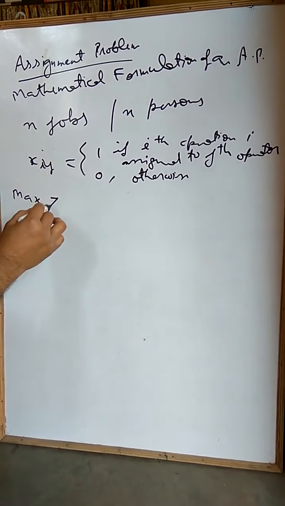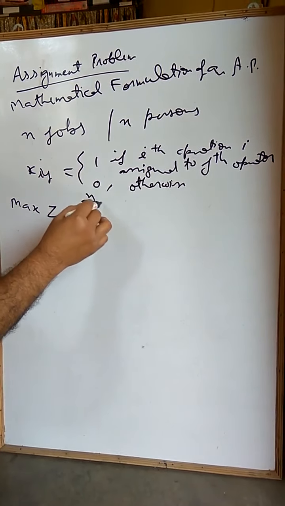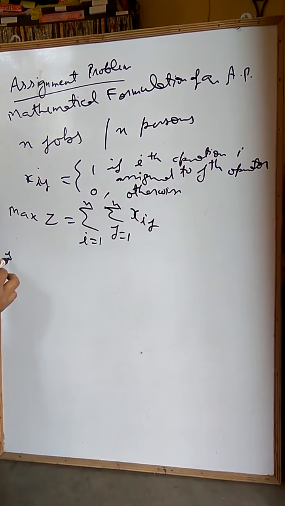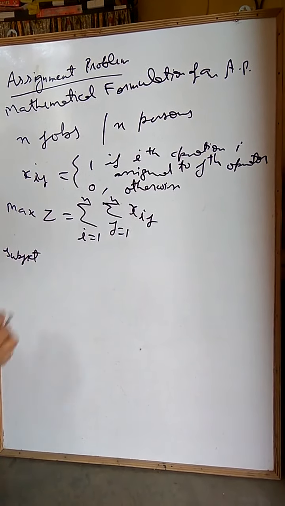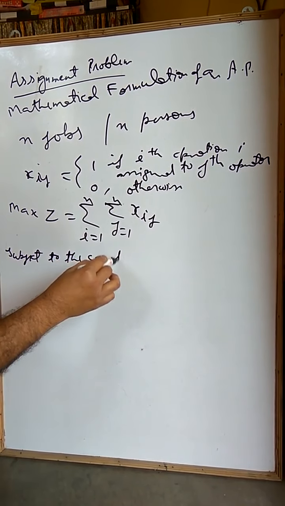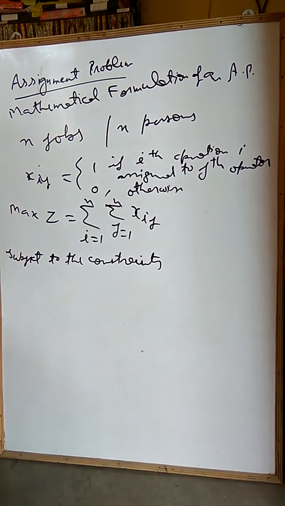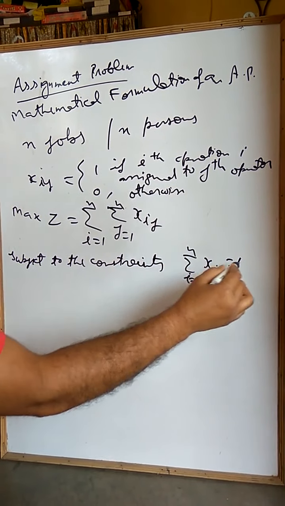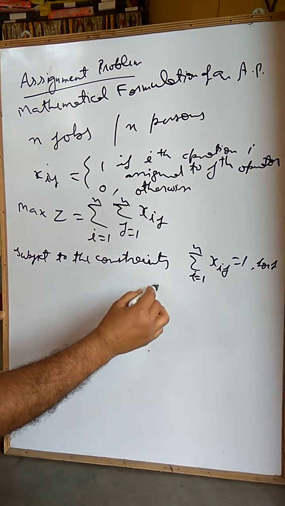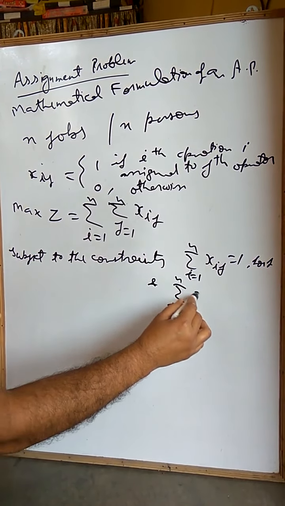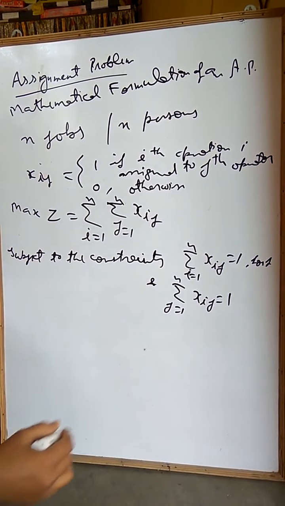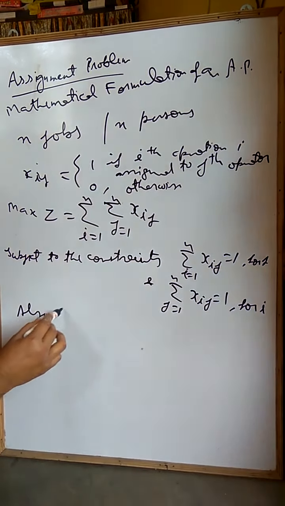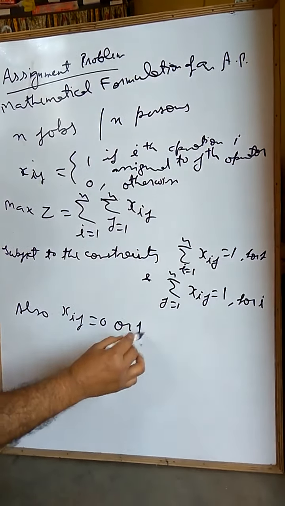Maximize z equal to summation i from 1 to n, summation j from 1 to n xij, subject to the constraints: summation of xij is equal to 1, for i varying from 1 to n, and summation j from 1 to n xij is equal to 1 for each i. Also, xij is equal to 0 or 1.